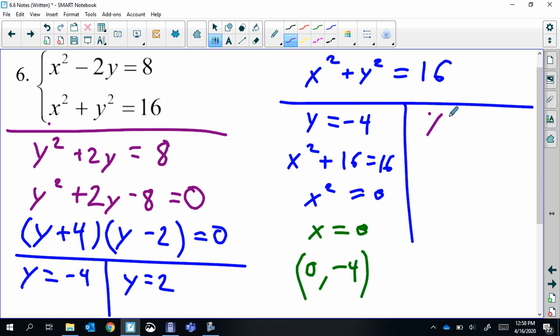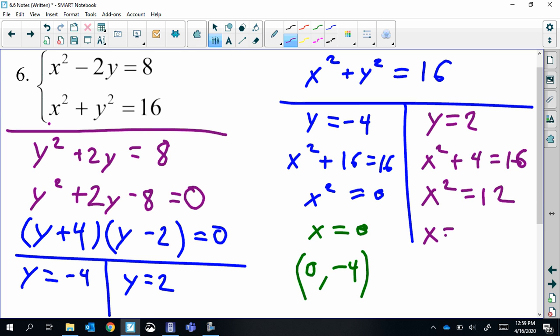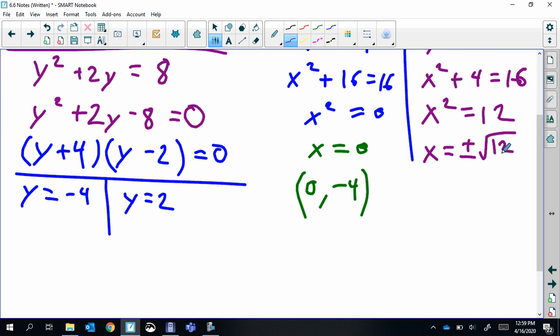Same idea, but this time we're plugging in 2. So that's x squared plus 2 squared is 4. Subtract that 4 over, we get x squared equals 12. So x equals plus or minus the square root of 12. That can be simplified a little bit because that's 4 times 3, so that simplifies to be 2 square root of 3.